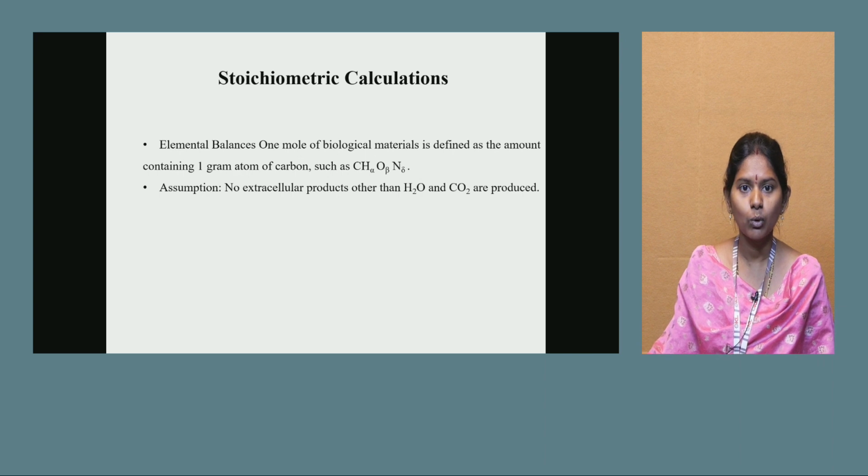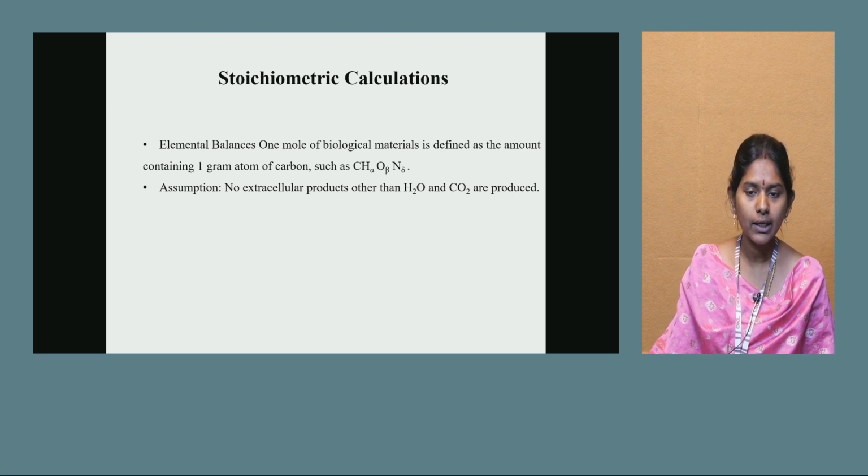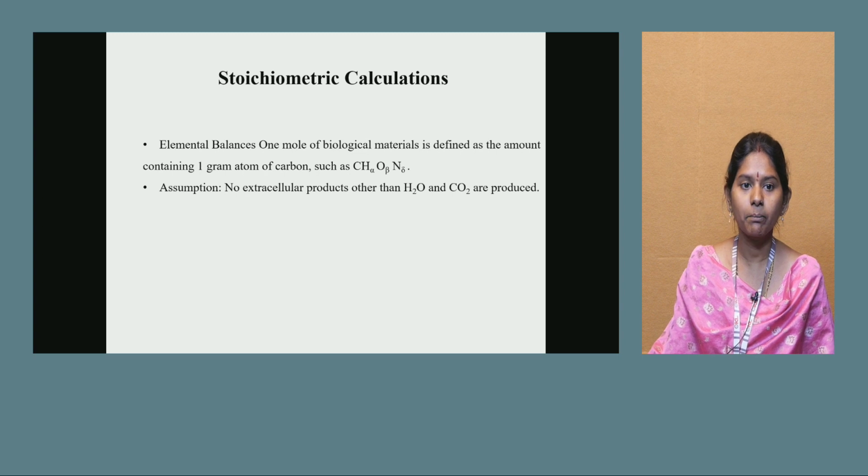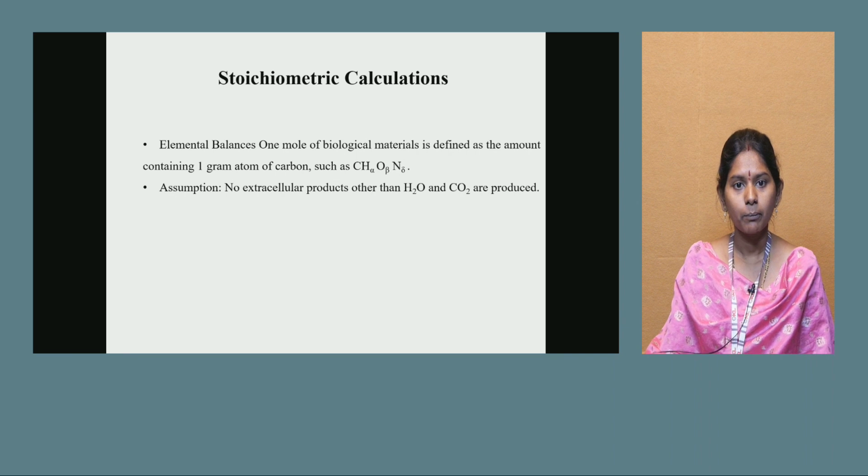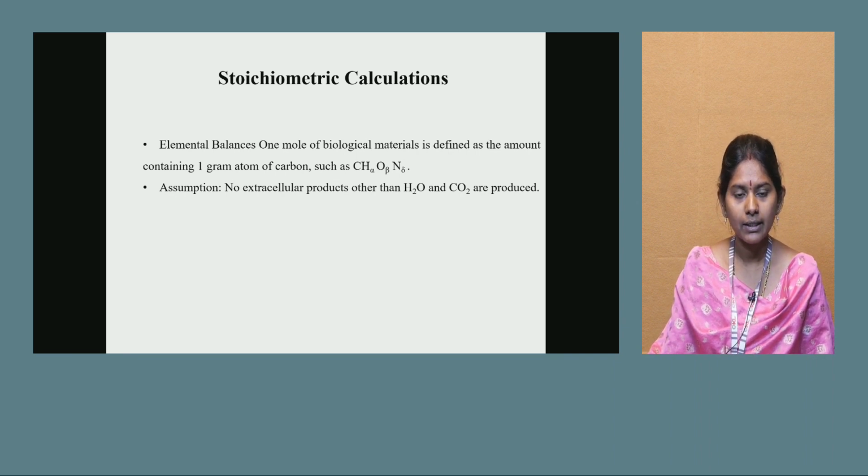1 mole of biological material is defined as the amount containing 1 gram atom of carbon, that is CH alpha O beta N eta. This elemental balance is based on the assumption that there are no extracellular products other than water and carbon dioxide. But in practice, this is not possible. Along with water and carbon dioxide, there might be the production of some biomass and other extracellular products also. But when there is production of extracellular products, the simple elemental balance will be more difficult.